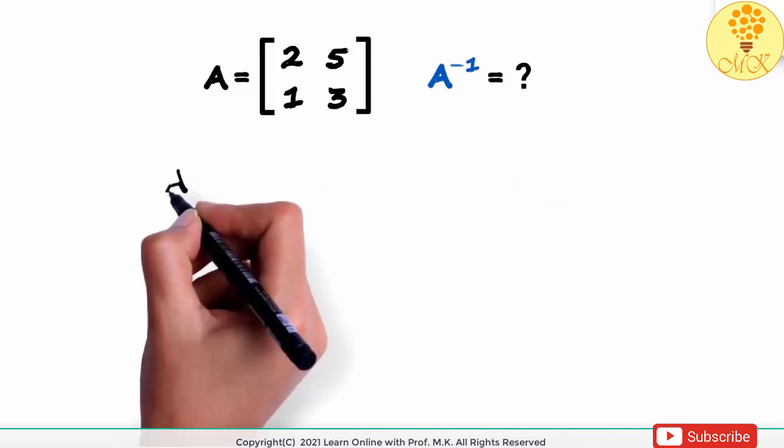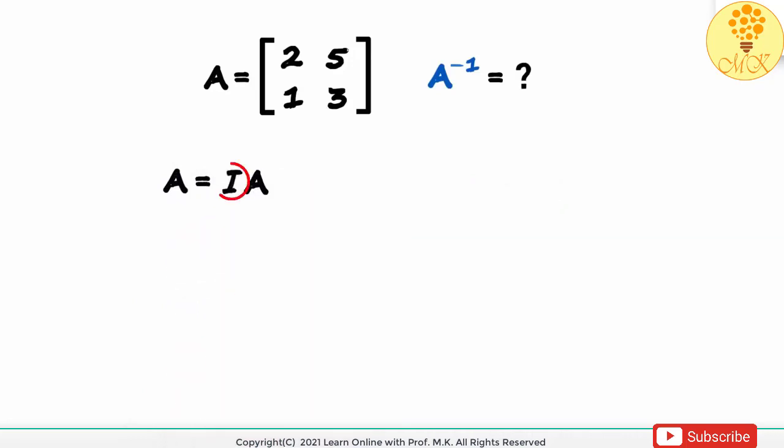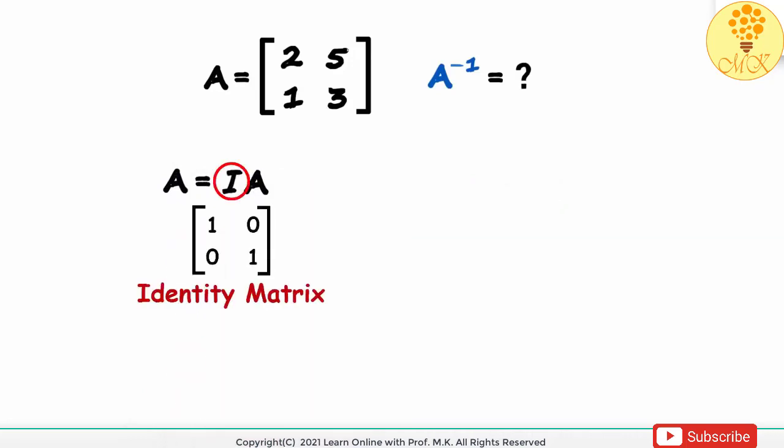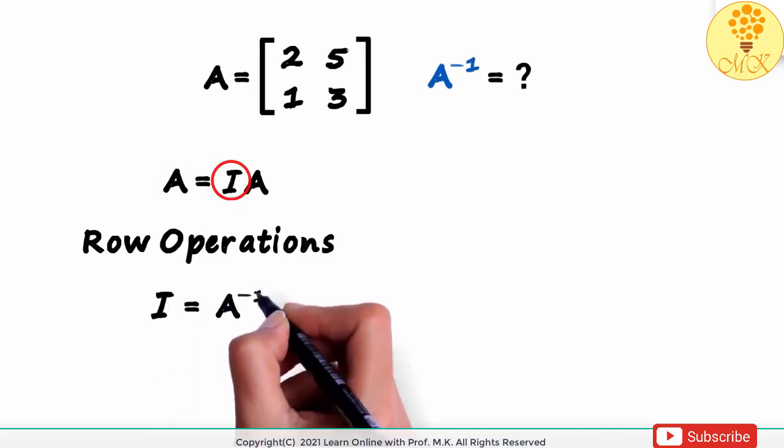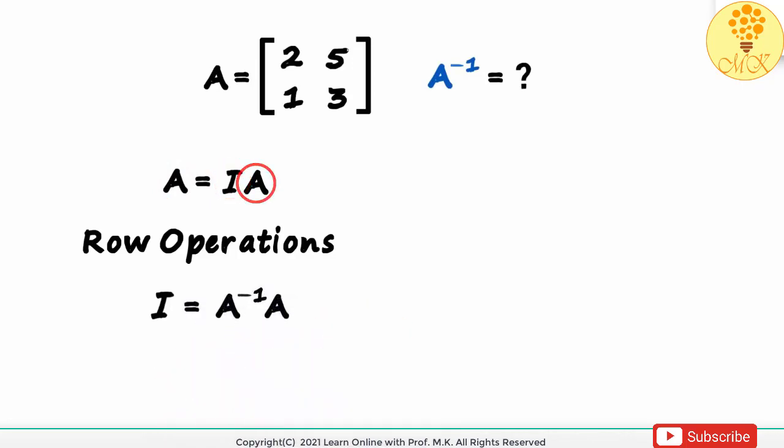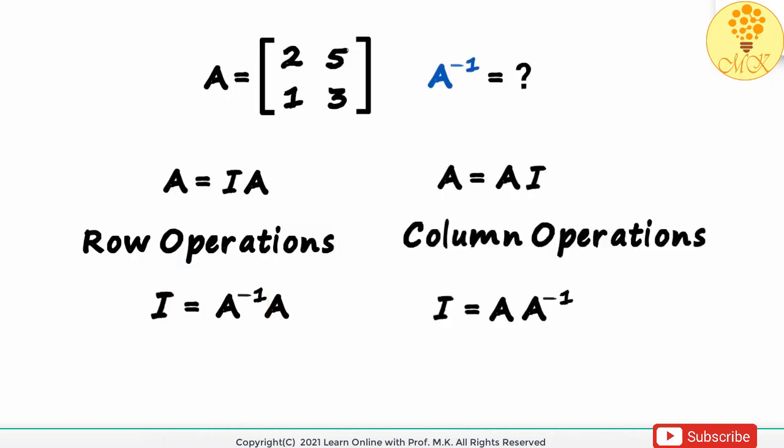Do you remember how we'd solved it? We first write the matrix A as I times A, where I is the identity matrix or the unit matrix. And then we perform row operations on matrix A to reduce it to the identity matrix. Performing the same row operations on I reduces it to A inverse. And we keep this A as is. That's how we get A inverse using row operations. Similarly, we get A inverse using column operations like this. A is reduced to I, and this I is reduced to A inverse.